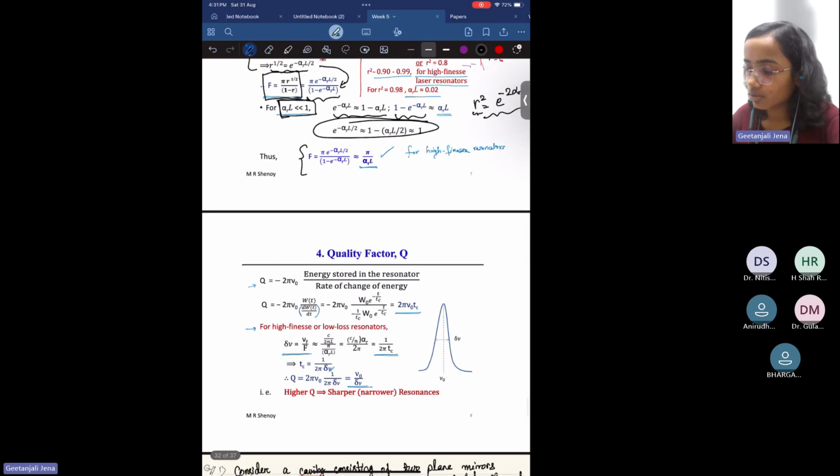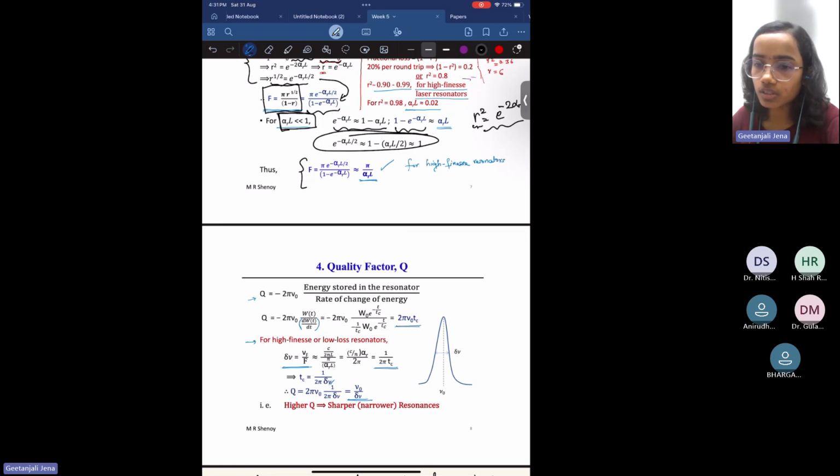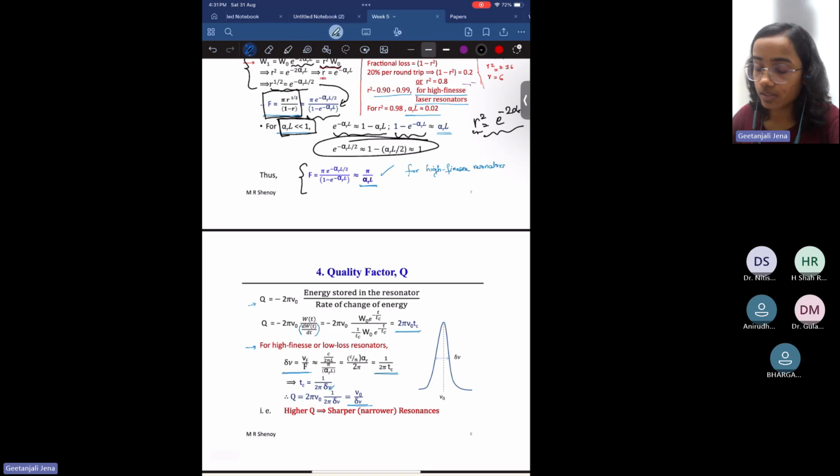Now for the quality factor. The quality factor is similar to the fineness: the higher the fineness, the sharper the peak. I think you must know this relation. Similarly, the quality factor is also related to how sharp the peak is. The sharper the peak, the higher the value of the quality factor. The definition of quality factor is minus 2 pi nu 0 times the energy stored in the resonator divided by the rate of change of energy. The energy stored in the resonator is W(t) and the rate of change of energy is dW(t) by dt.